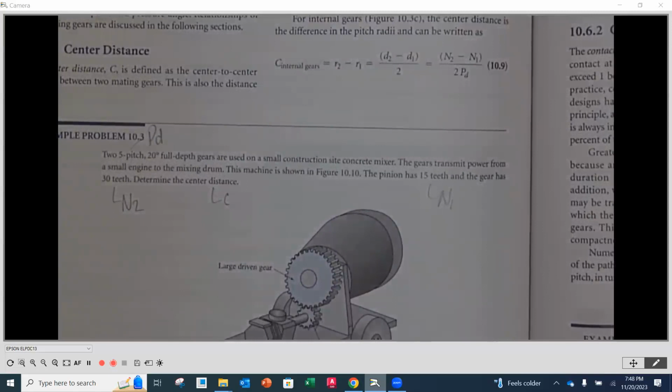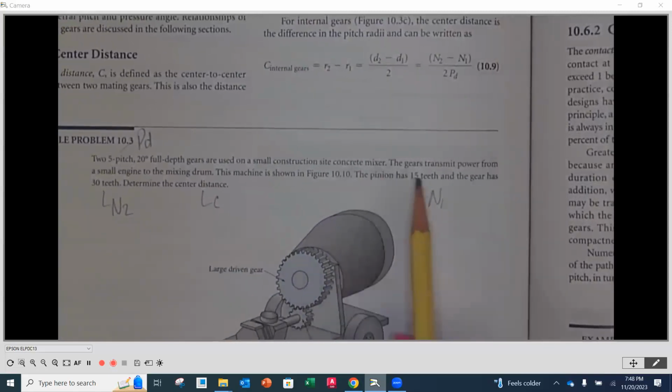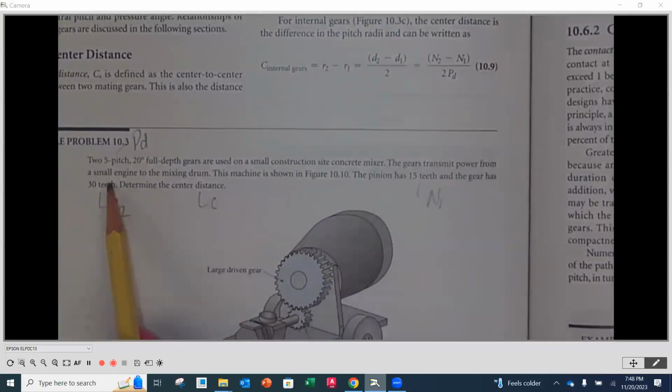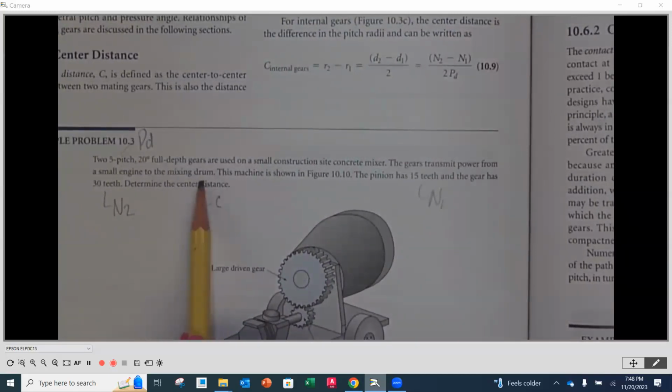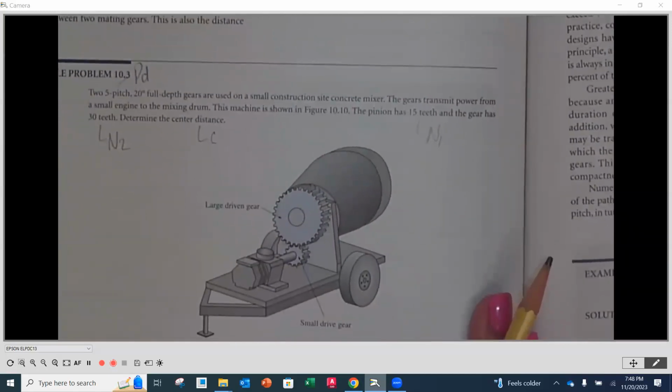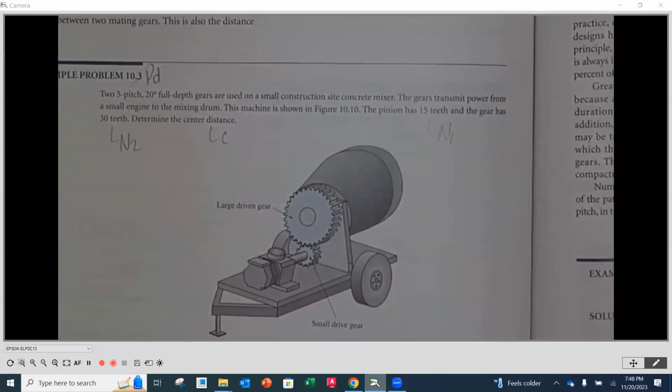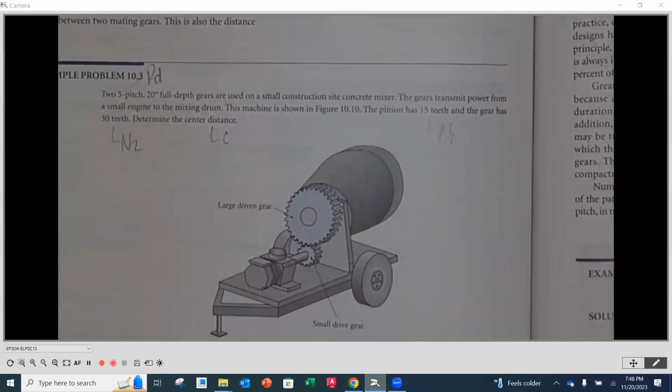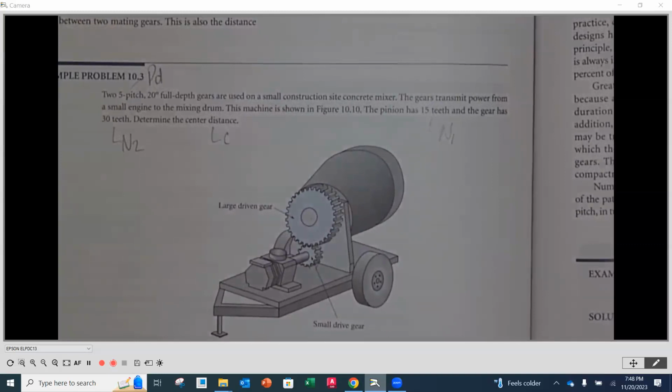So they're used in the cement mixer. The gears transmit power from a small engine to the mixing drum. This machine is shown down below. The pinion: when we have 2 gears in mesh, the pinion will always be the smaller of the 2 gears.